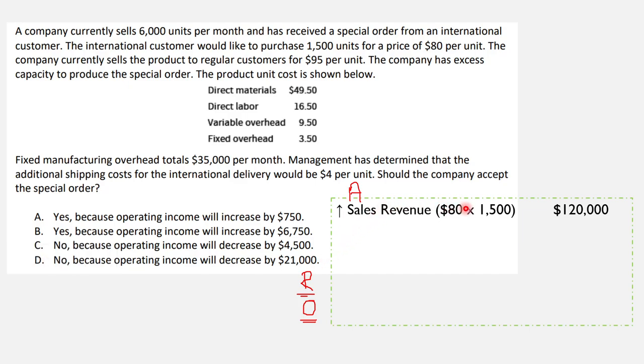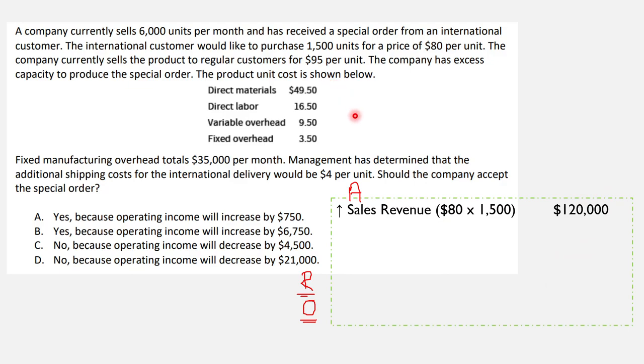The sales revenue would go up. Yun nga lang, yung regular price kasi natin, 95. If we accept the order, ang hinihingi niya, babaan daw yung presyo sa 80. Yun lang yung problema, no? 80 daw. 80 times 1,500, the added revenue will be $120,000.